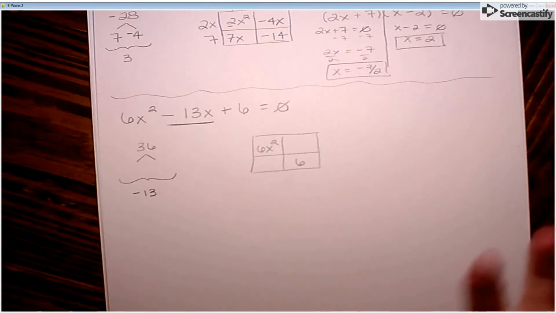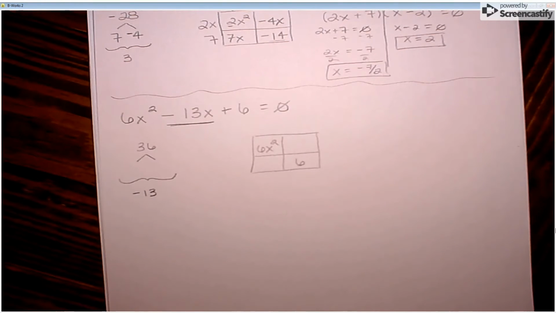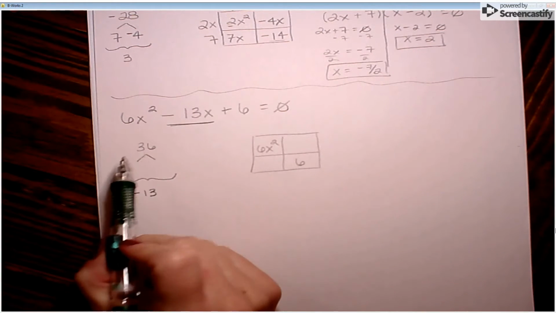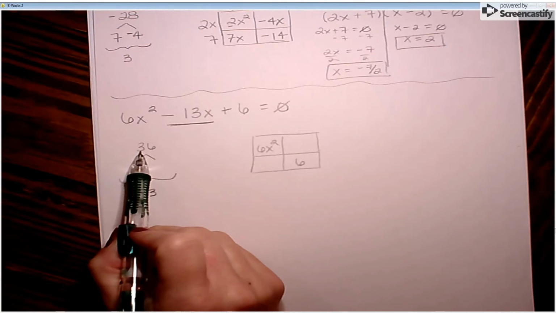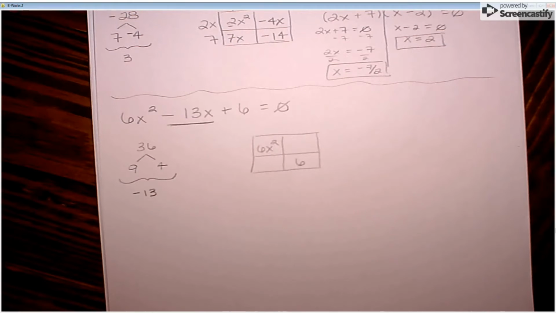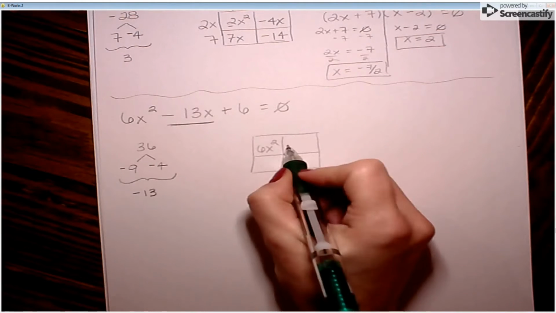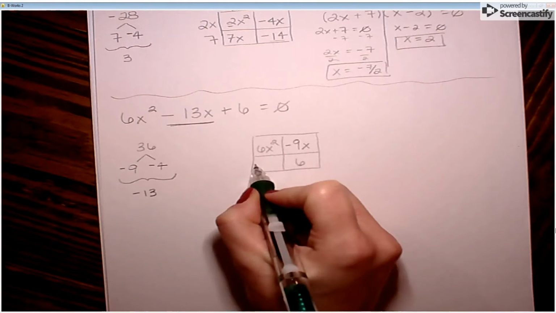So I have to go back and think about other factors of 36 that could potentially add to 13. 6 and 6 is usually the most common one for our brains to go to. The next one I usually go to is a 9. So if I divide 36 by 9, that would be 4. Well, yes, 9 times 4 does give me 36, but 9 plus 4 only gives me 13. But I need it to be negative 13, not positive. So both of these things need to be negative. So those are my empty corner boxes.